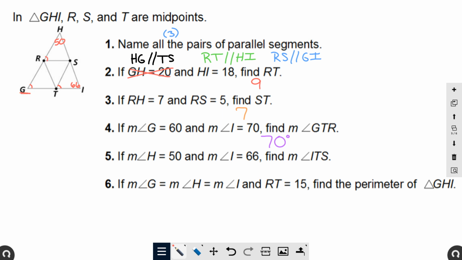But if we know it's equal to angle G, we have a big triangle here. And we know two angles. Can we find the third? Yes, because all the angles in a triangle add up to be 180. So grab those calculators. What's 180 minus 50 minus 66? 64. So this angle here at G is 64, which means the angle over here at T is also 64.